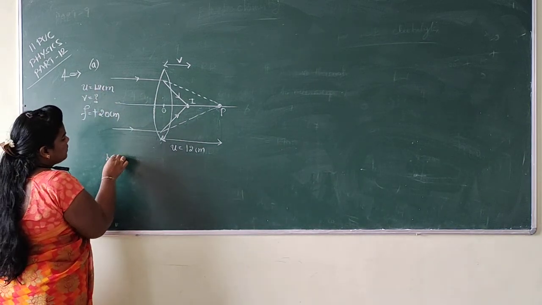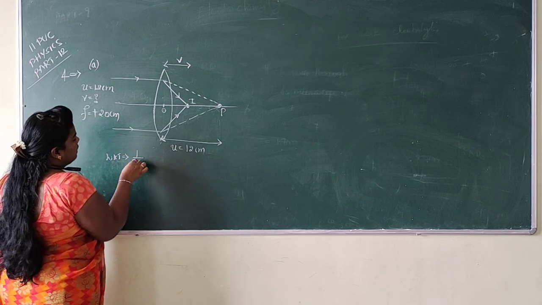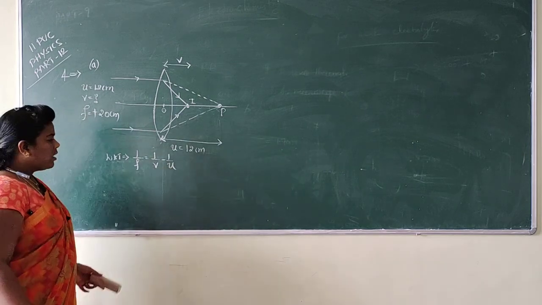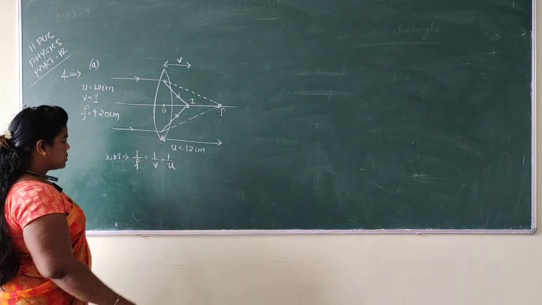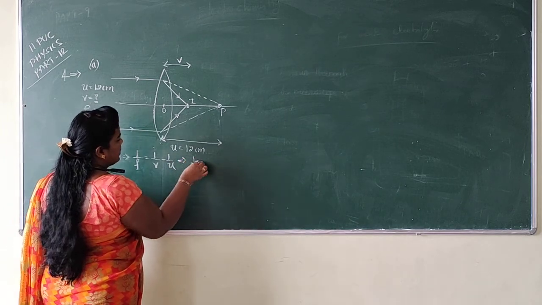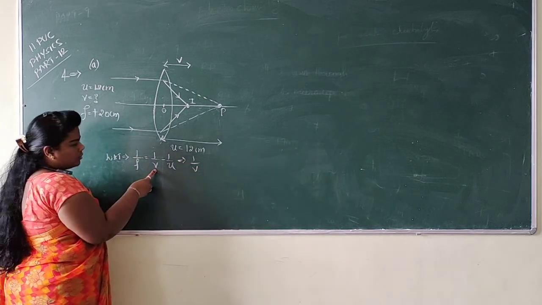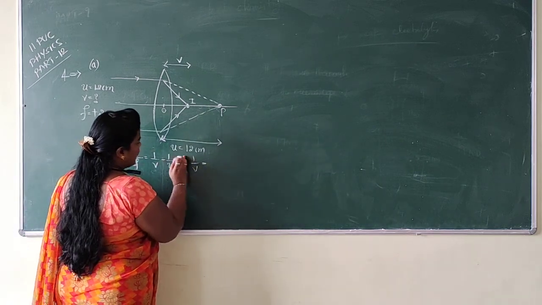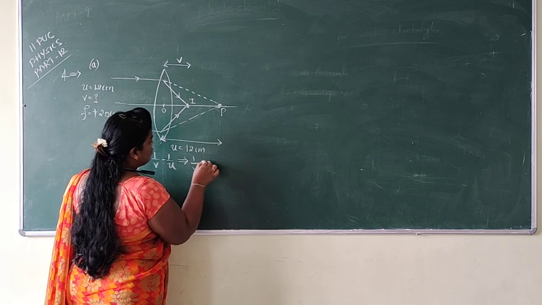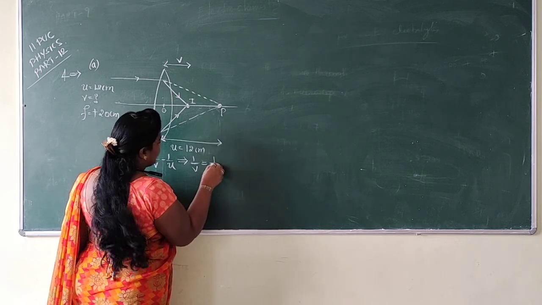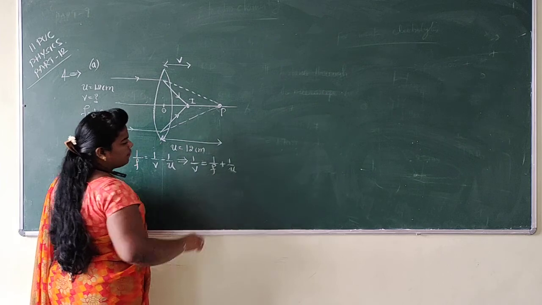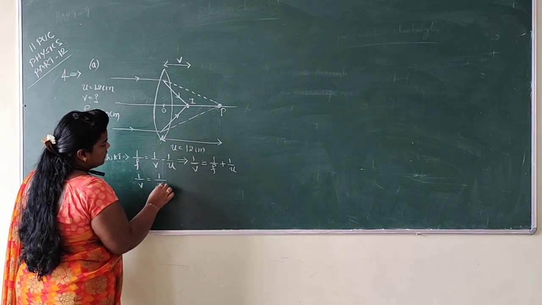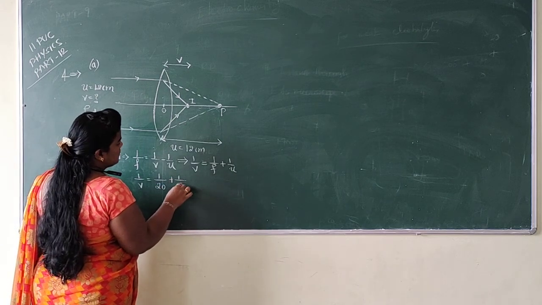So we know that we have the formula 1 by f is equal to 1 by v minus 1 by u. I want to calculate 1 by v, so I am just rewriting this formula. 1 by v again I write. Minus 1 by u, shifted to this side, it becomes plus 1 by u. So what happens? 1 by f plus 1 by u. Right? Now 1 by v is equal to, f is 20, u is 12 centimeter.